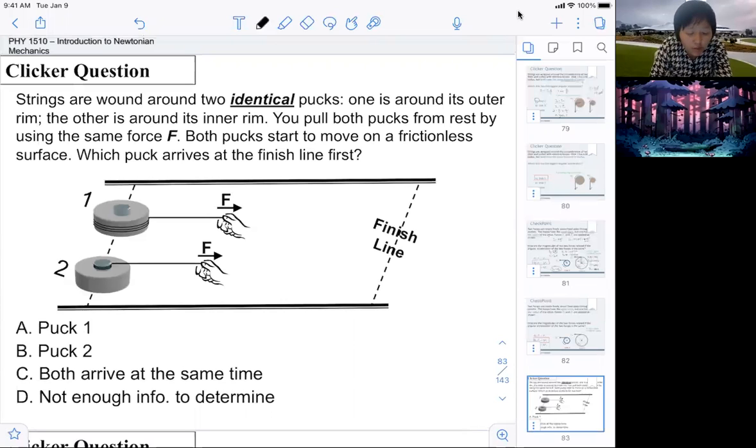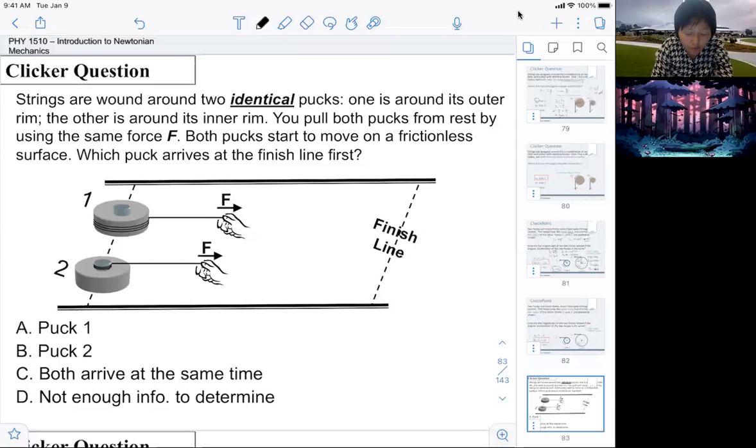Okay. So what we have is these strings wired around 2 identical pucks. One is wired around toward the center, like in the 2. One is wired around the outer rim, like the 1. And you pull these pucks from rest by using the same force. And they are on a frictionless surface, so there's no kinetic friction.